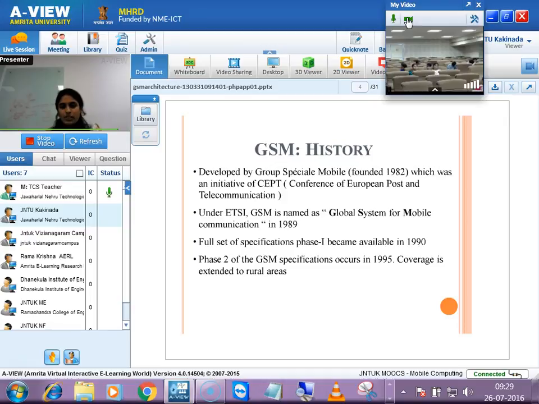Okay, this is the history. It was named Global System for Mobile Communication in 1989, along with a full set of specifications. Specifications in the sense of what the layers in the stack are, how they communicate, and what the transport layer contains, like UDP and SCTP. What connections are possible in the physical layer, what features it should provide, what features the MAC layer should provide, and what the information elements are that need to be transferred.